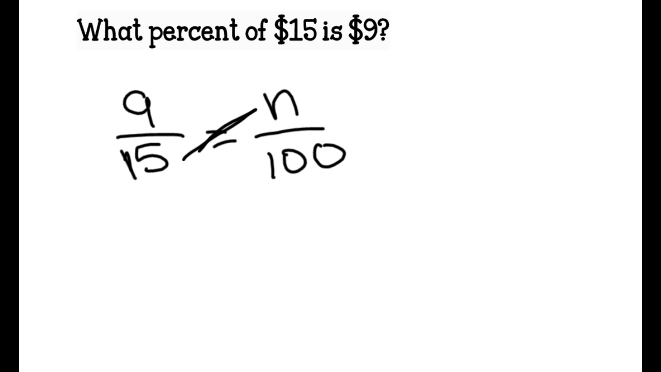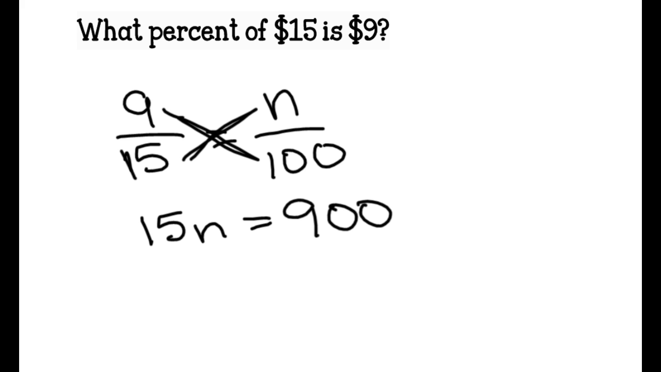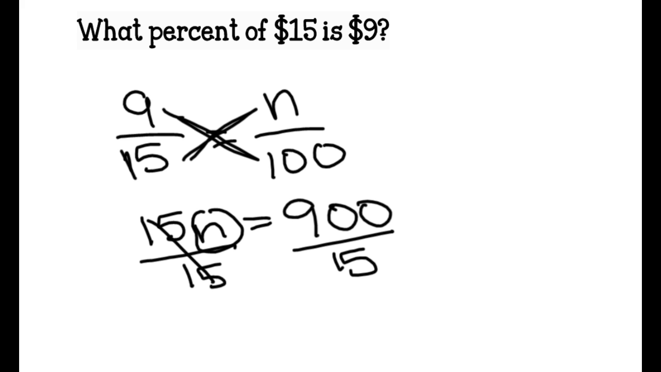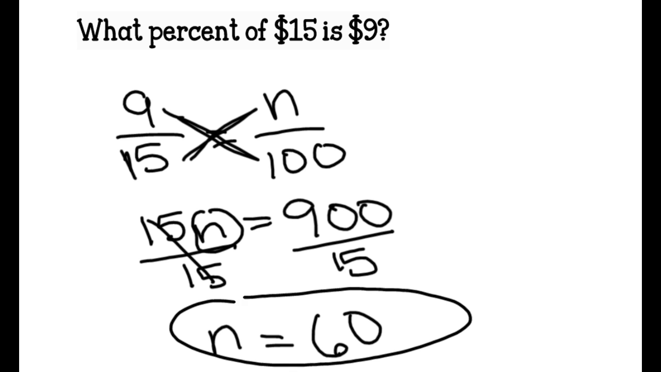And then I simply solve it as I know how. So 15 times n is 15n. 9 times 100 is 900. Now I learned in a previous chapter, to get a variable by itself, this is multiplication, so I need to use division. So I divide both sides by 15. So n equals 900 divided by 15, which is 60. So I circle it, and I'm actually going to write it as a percent because it was 60%. And that's my answer.